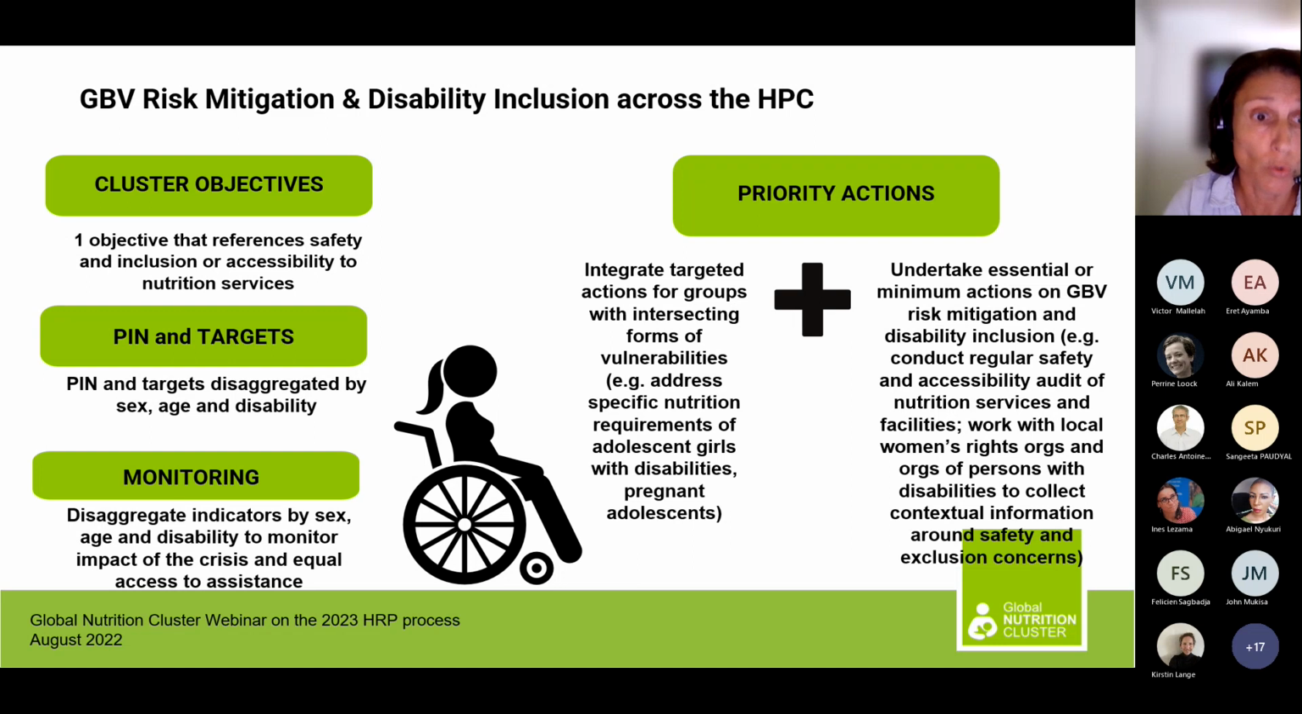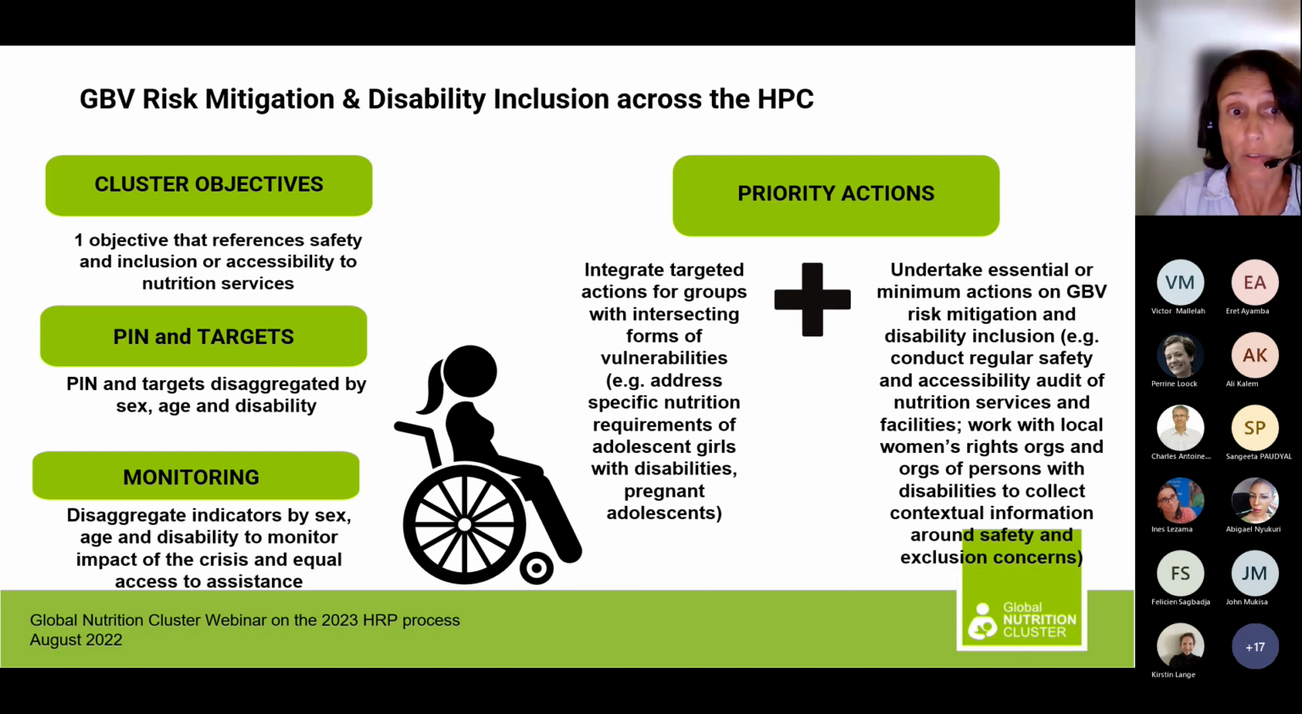So two of the main cross-cutting thematics that we need to consider during this HRP development include GBV, gender-based violence, and also disability. So on this first slide, what we see is what we want to see basically in the HRP, meaning at least one cluster objective, PIN and target calculations, knowing that for a global estimate in a population, if you don't have any survey done, we estimate 15% plus of the total population with disability. And then what's very important is to disaggregate by age, sex, and disability.